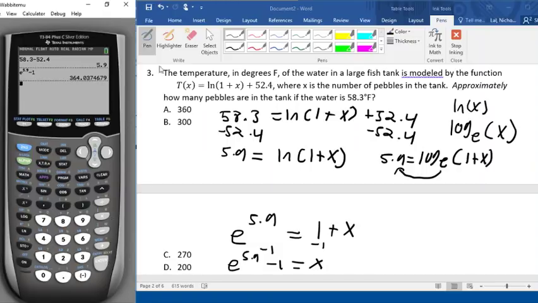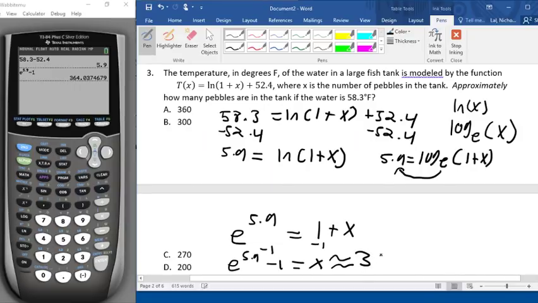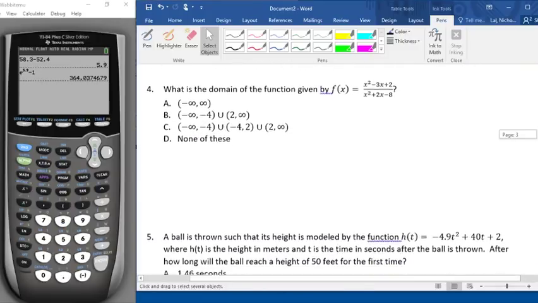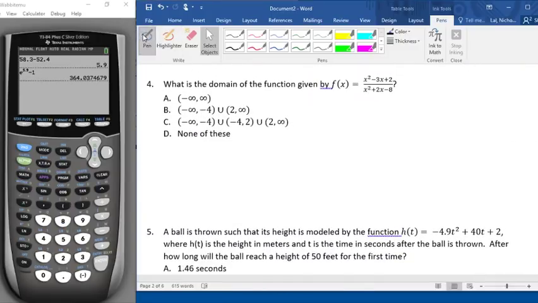And that means x is going to be equal to 364, which is closest to 360, meaning answer choice A is the correct answer. Moving on, problem number 4.